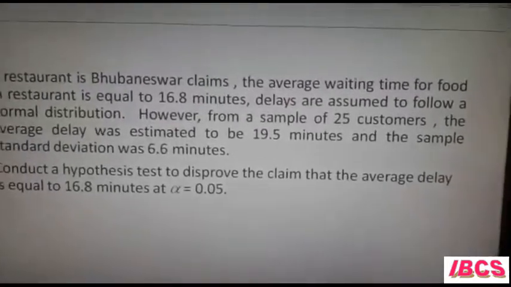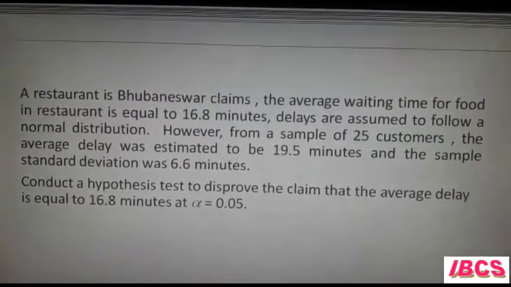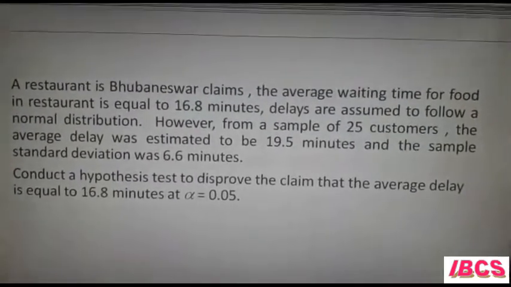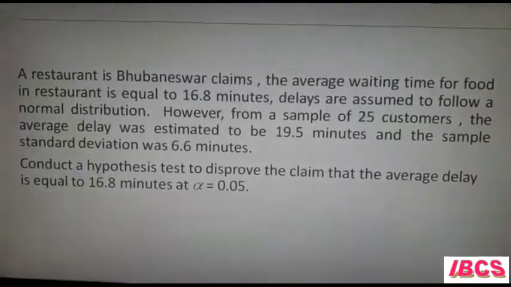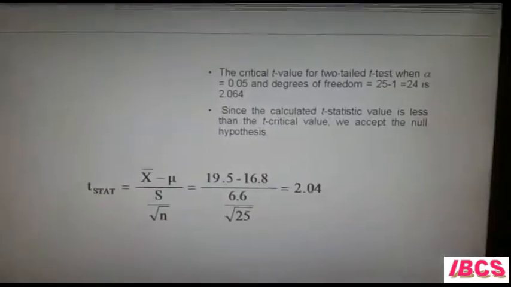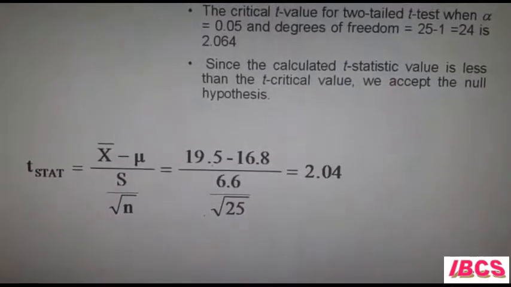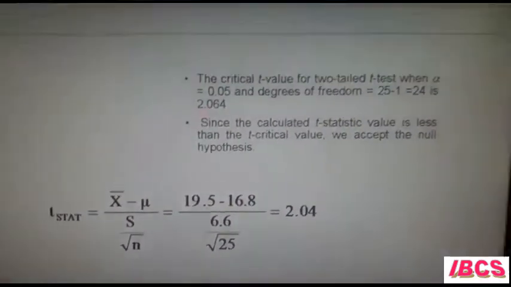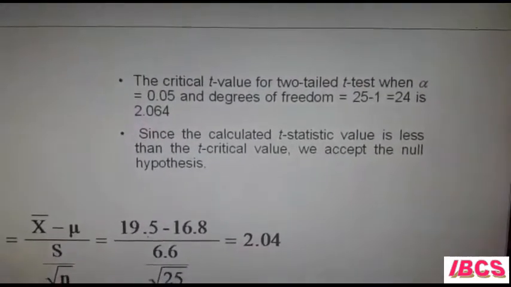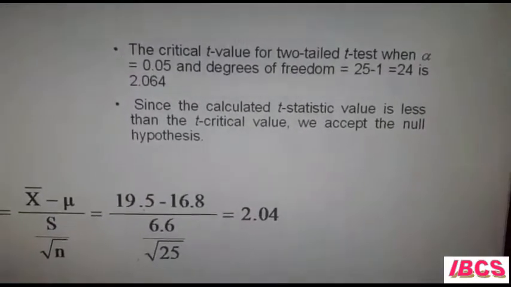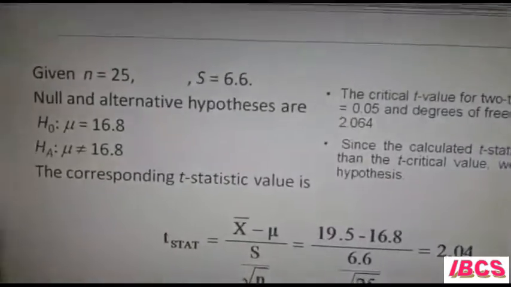This is another example where the population mean is 16.8, sample size is 25, sample mean is 19.5, and sample standard deviation is 6.6. So this is the calculation: x bar minus mu divided by S over root n, and we get 2.40. The critical t value of a two-tailed test at alpha 0.05 is 2.064, so the calculated value is less than the critical value, and we accept the null hypothesis. So this is the way we calculate.